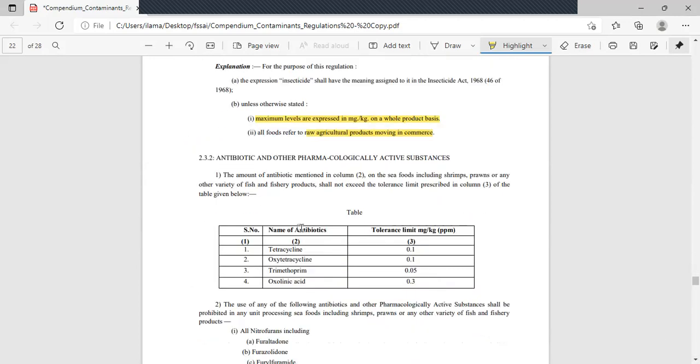Next. Antibiotics and other pharmacologically active substances. The amount of antibiotic mentioned in column 2 on the seafoods, including shrimp, prawns, or any other varieties of fishery and fish products, shall not exceed the tolerance limit mentioned in column 3. Here, take note of what antibiotics are used in shrimp, prawn, or other fish varieties. Next.